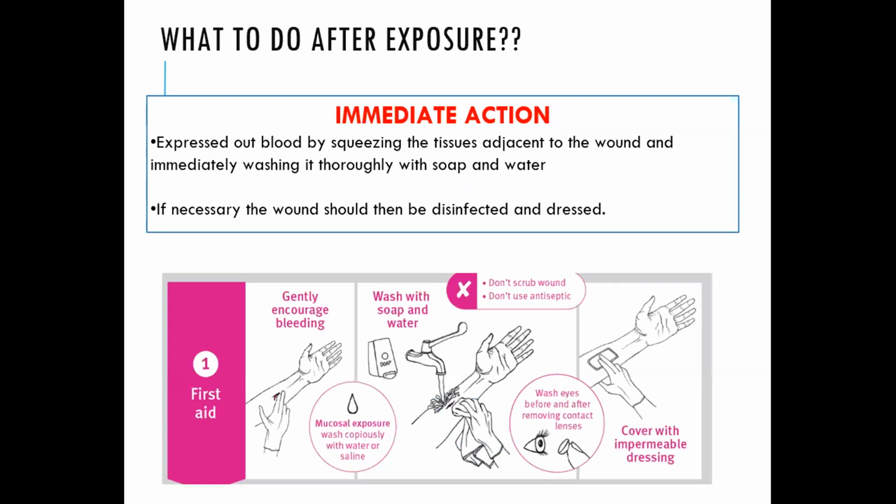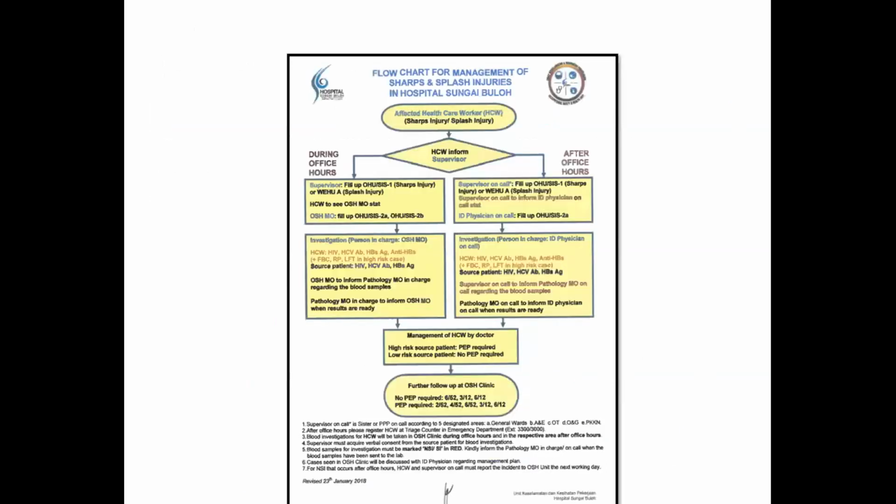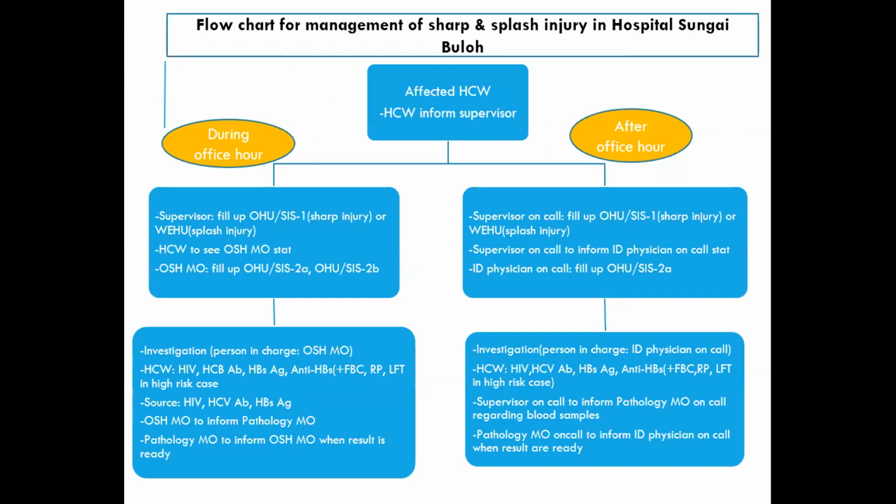The first will be immediate action. What should we do after the exposure? Usually, express the blood out by squeezing the tissue adjacent to the wound and immediately washing it in water and soap. If necessary, the wound should be disinfected and dressed. This is the flow chart for the management in our hospital for sharps and splash injury. This is the in-depth one.